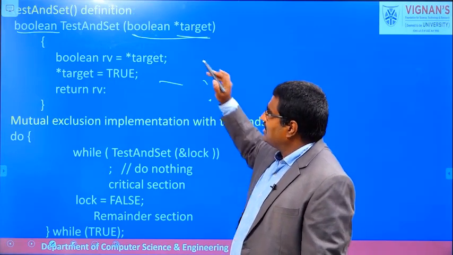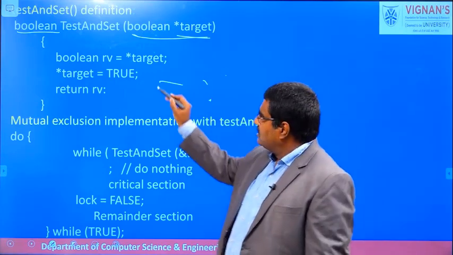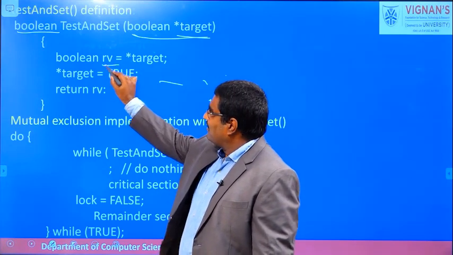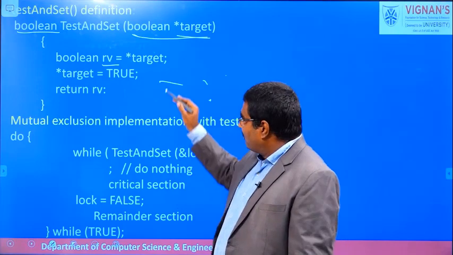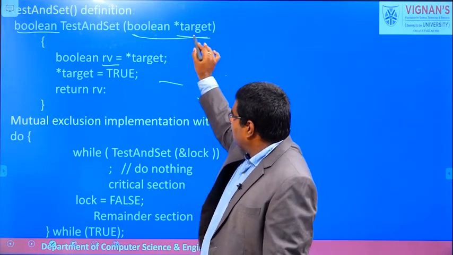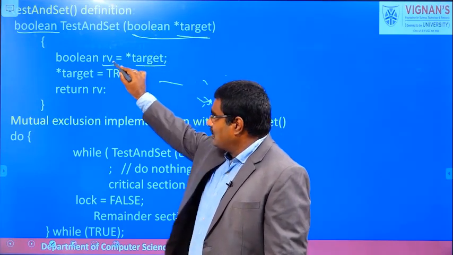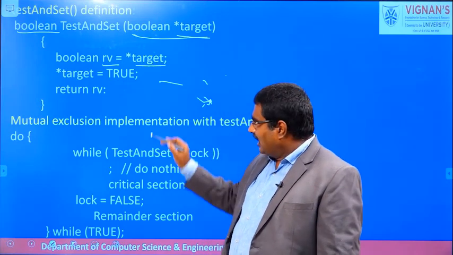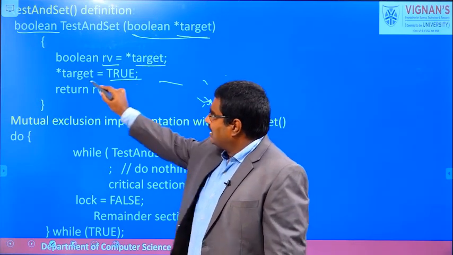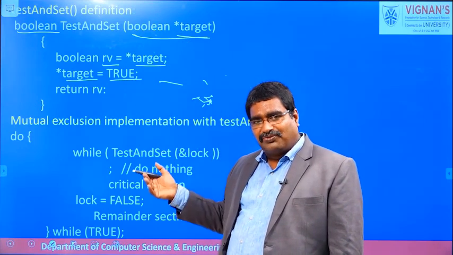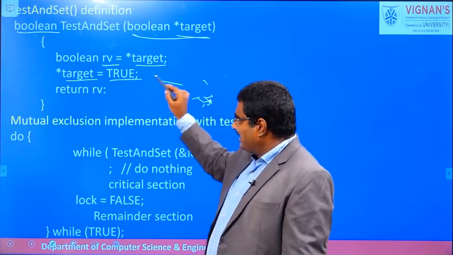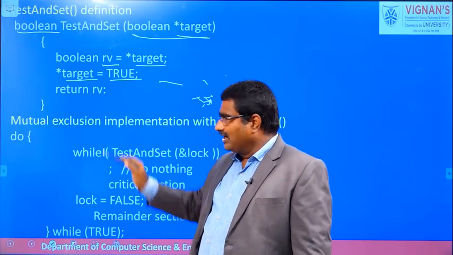Here in the implementation of the test and set function, we are using RV, that is the return value. RV is a Boolean variable, and the value passed to the test and set function is assigned to RV. And we directly assign true to the target, that is, whether the target value is false or true, we assign true to the target and return RV.